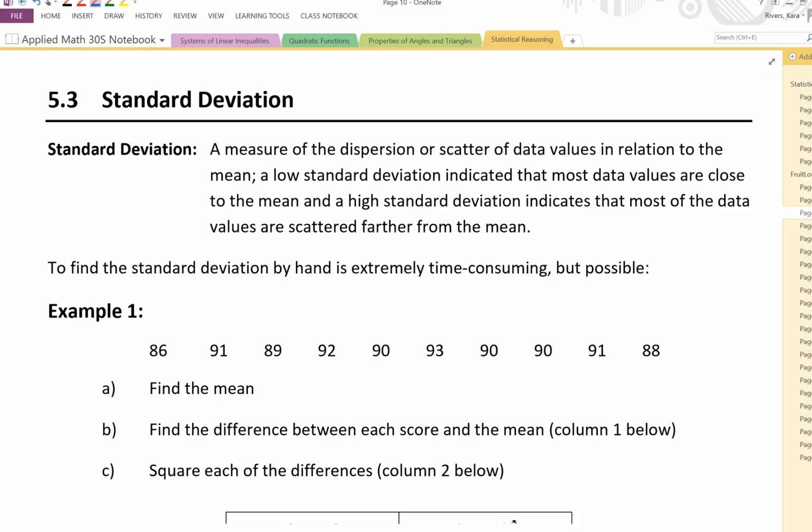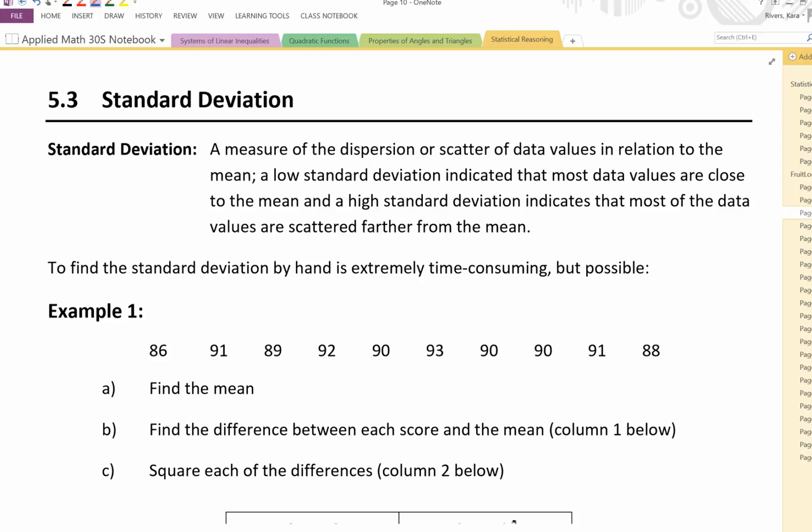In this lesson, we're going to look at standard deviation. Standard deviation is a measure of the dispersion or scatter of data values in relation to the mean. A low standard deviation indicates that most of the data values are close to the mean, and a high standard deviation indicates that most of the data values are scattered farther from the mean.